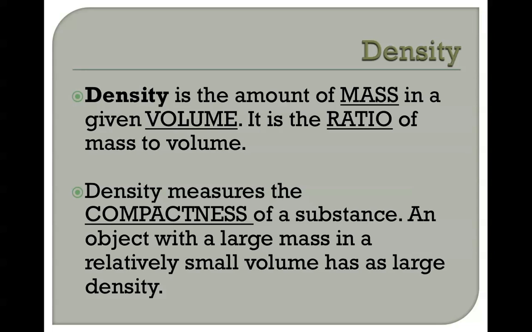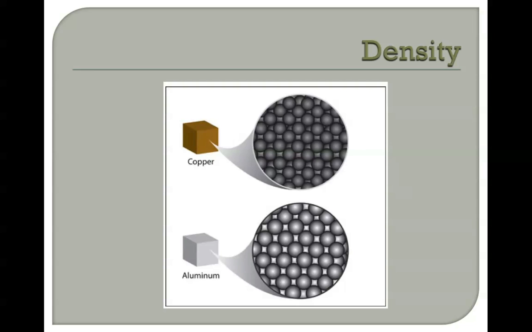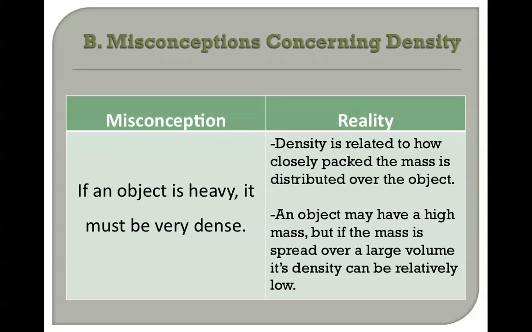It's that ratio of mass to volume. We can also talk about the density in terms of the particles because this measures the compactness of a substance. So an object with a really large mass, so amount of matter, and a really small amount of space or volume has a large density because we compacted a large amount of particles into that amount of space. So here you can kind of see, looking at the particles and seeing how they're packed in can help us observe density.